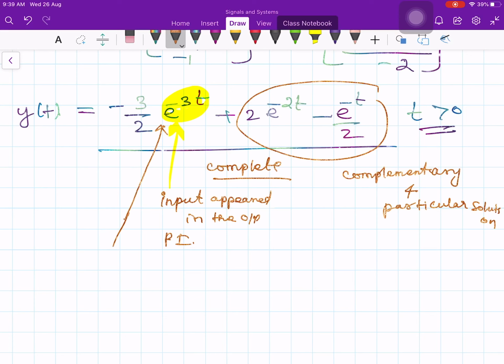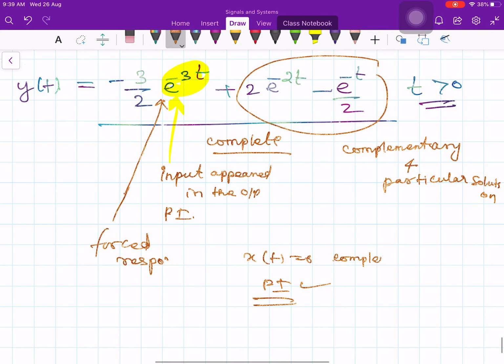If you recall from your school mathematics, when you try to solve the differential equations, you will get two solutions. One is when you make input x of t equal to 0 and you find the solution for y of t, that is called a complementary function. That complementary function is called a natural response, the response given by the system without any input. And when you give the input, then that is called a particular integral. Anyway, we will discuss these things in detail a little later.